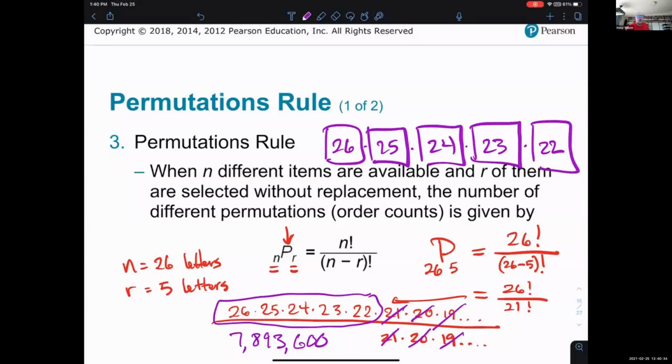Now, if you're picking 12 letters out of the bag, then you may not want to type 26, 25, 24, 12 times and multiply those together when you can just use a little factorial formula and do 26 factorial over 14 factorial. That way, this version makes it much easier when both numbers might be big and you want to do it on a calculator. So I would suggest that you recognize that you could multiply those five numbers together, or you could do this calculation on a calculator and you should get the exact same answer.